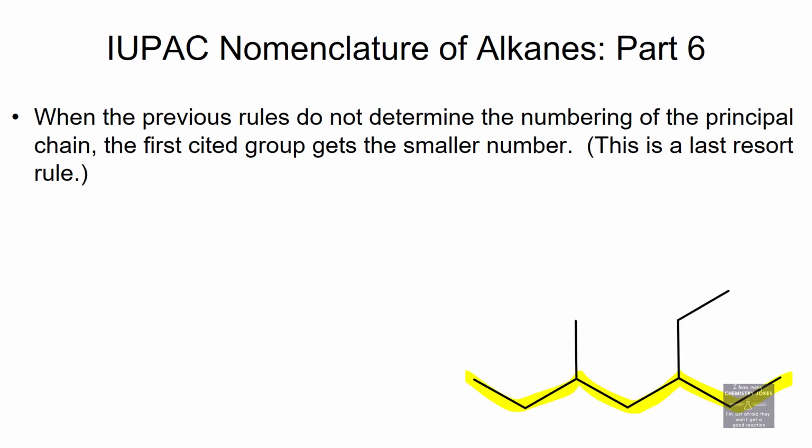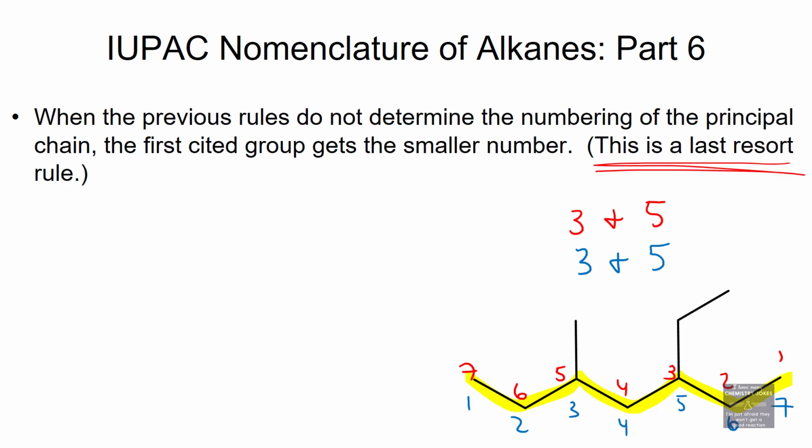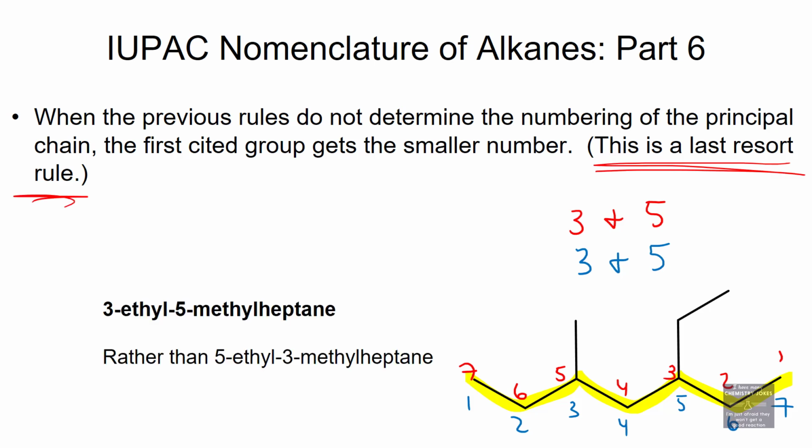Here's our parent chain, and this one has a weird little thing that you could number it this direction and give your substituents numbers 3 and 5, or you could name it from the other direction and also give it the numbers 3 and 5. When you can number it either way and give them the same numbers, as a last resort rule, name them alphabetically. So this one should be 3-ethyl-5-methylheptane rather than 5-ethyl-3-methyl. You alphabetically give the lowest number possible.